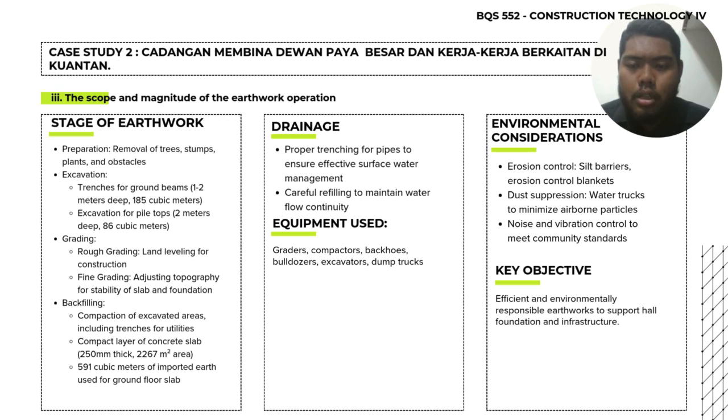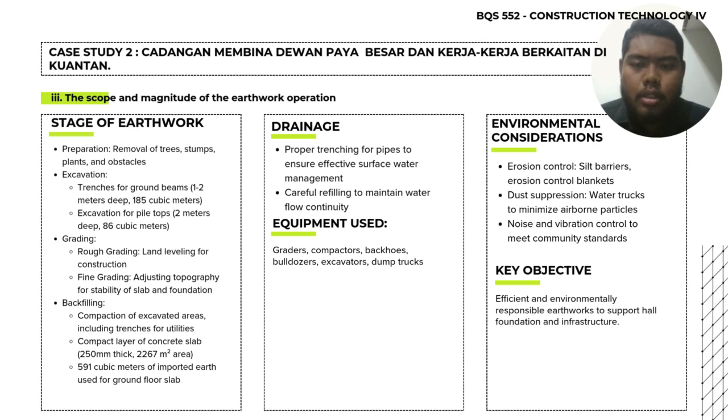Grading: we use rough grading, which is land leveling for construction, and fine grading, which is adjusting topography for stability of slab and foundation. For the backfilling, the compaction of excavated areas, including trenches for utilities, compact layer of concrete slab, which is 250 thick and 2,267 cubic meters and square meter area. And lastly, 591 cubic meters of imported earth used for ground floor slab in backfilling.